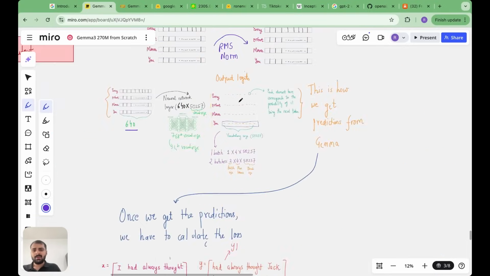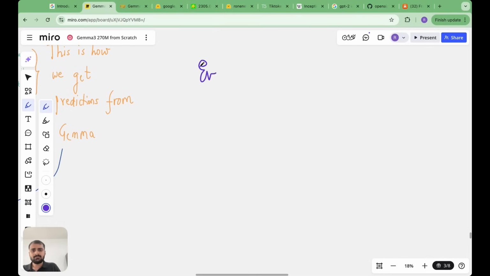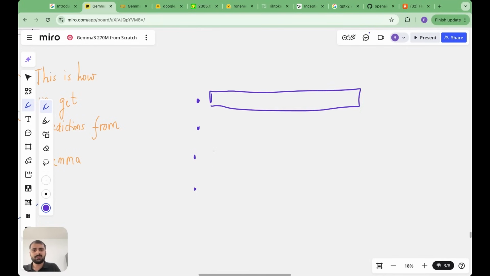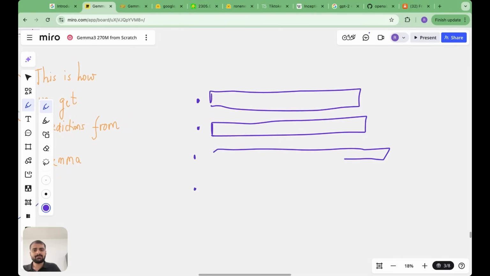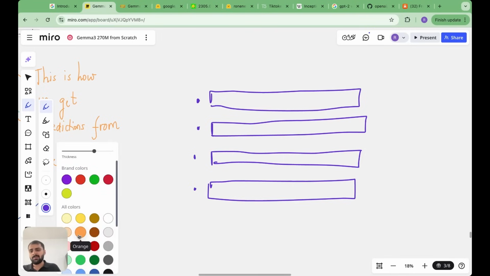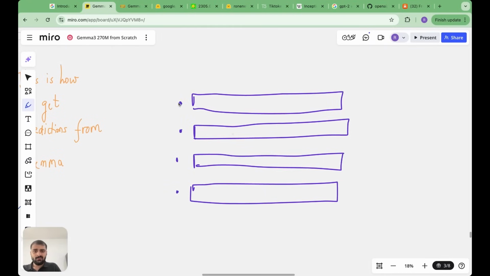Now this is how we get predictions, right? And let me show you how we do that. Let's say this is the first token ID, second, third, and fourth, and we have 50257 dimensional vectors. So all of these are 50257 dimensional vectors. The way we get the next token prediction as predicted by our model is that we take a look at the first row, right?